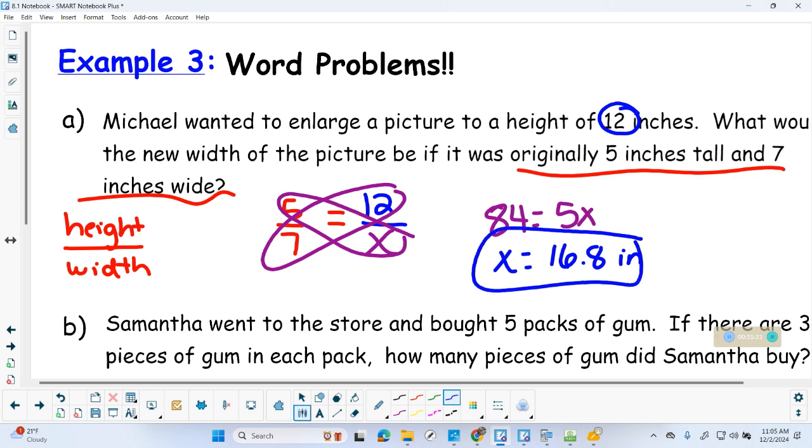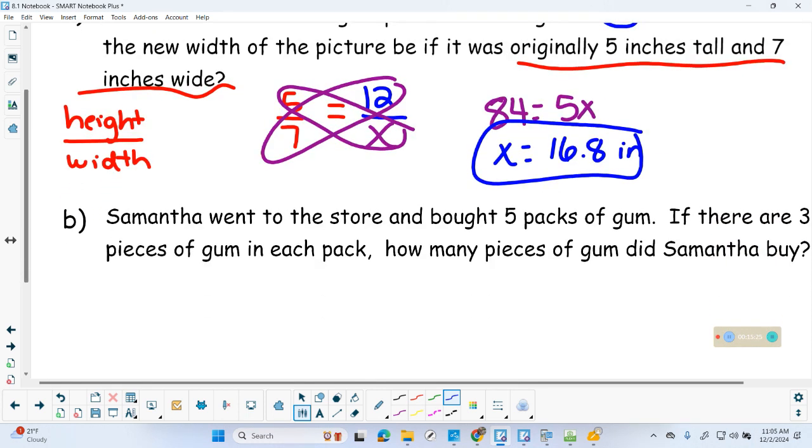Okay, final problem. And again, this is super easy. Don't let the fact it's a word problem scare you. Samantha went to the store and bought 5 packs of gum. There are 36 pieces of gum in each pack. How many pieces of gum did she buy?